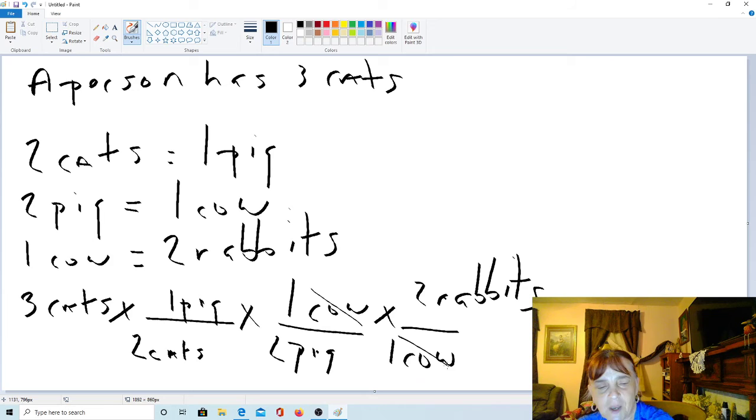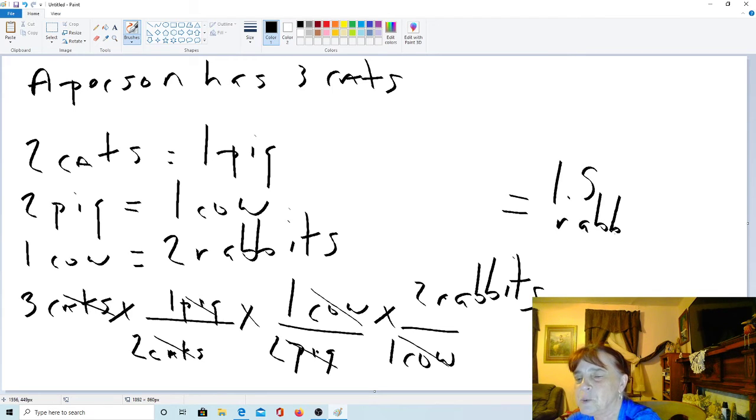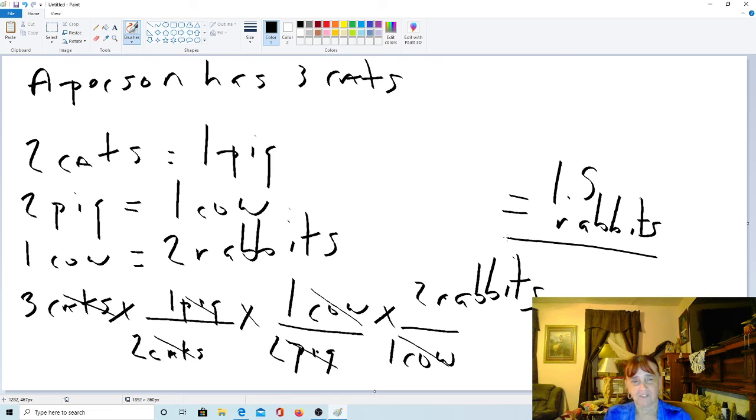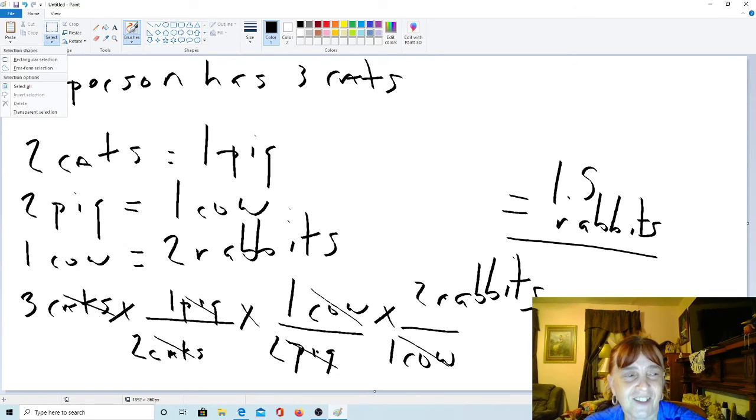Okay, so see the cows cancel out, the pigs go out, the cats go out. So 3 times 2 is 6. 6 divided by 4 is what? One and a half rabbits. So somewhere between 1 and 2 rabbits is what the person will get if they have 3 cats. I guess if a person's trading animals like that, they'll just give them 2 rabbits because you can't get a half a rabbit unless you cut one up and skin it or something. Who wants to do that?